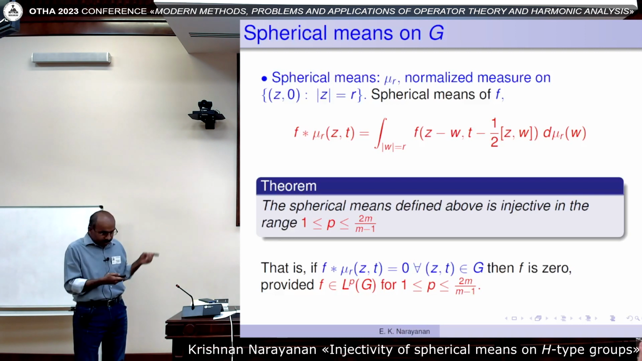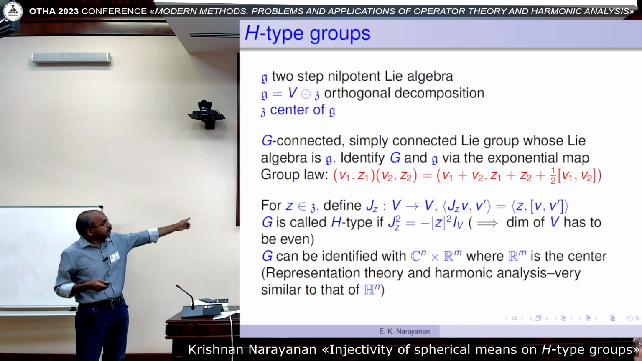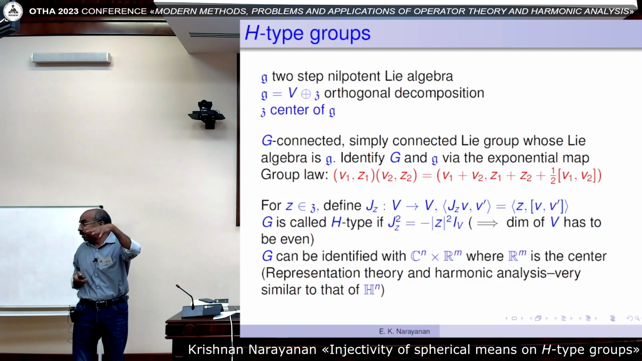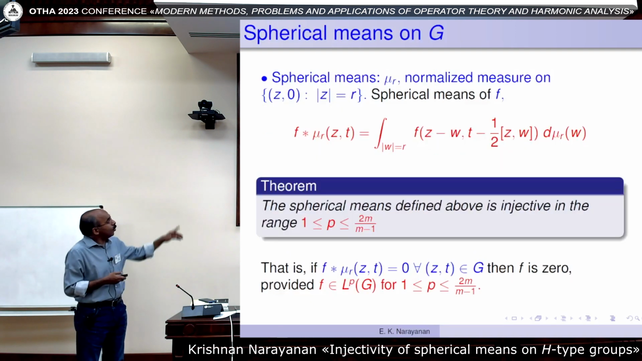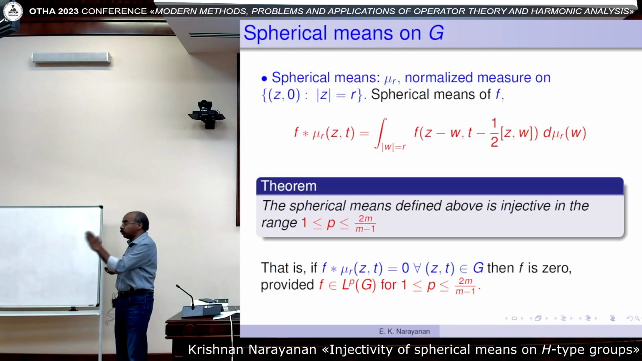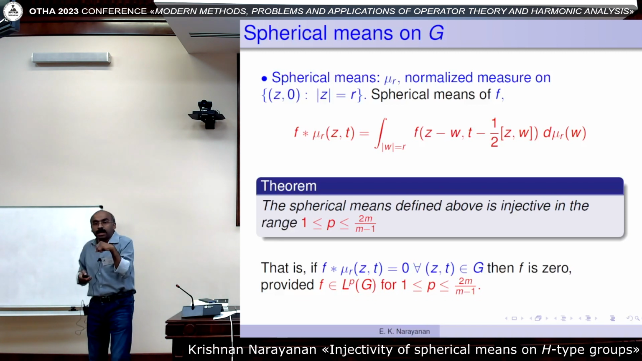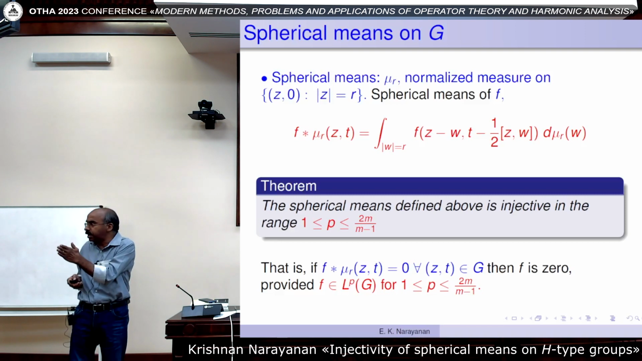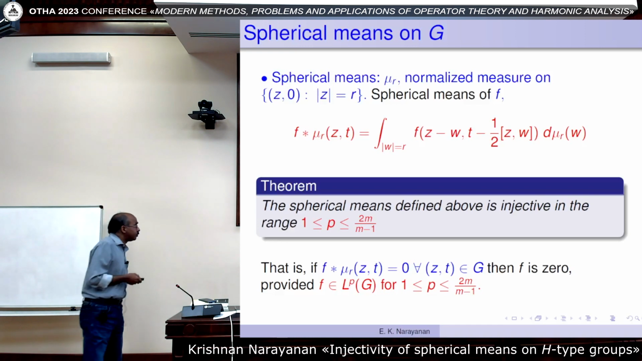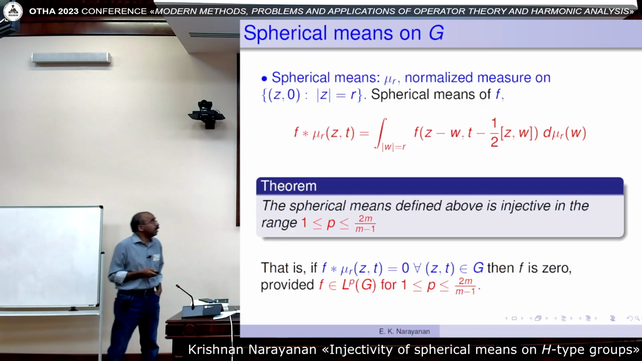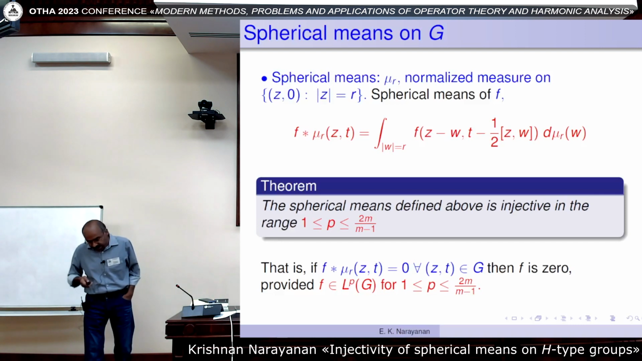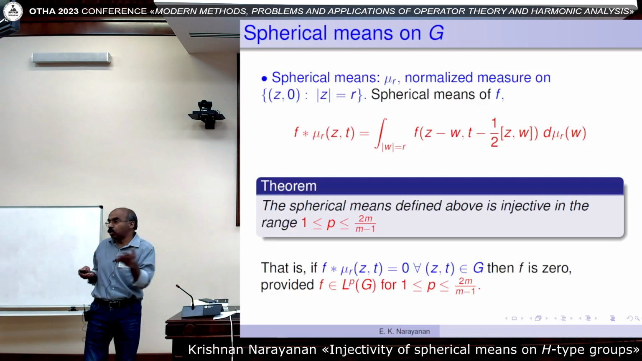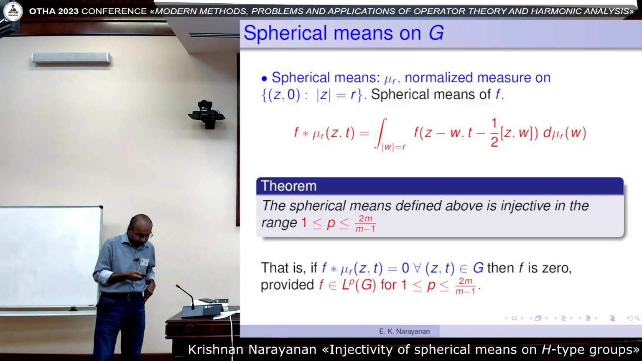So what was m? Remember the previous slide, G is identified with Cn cross Rm. Rm is the center. So m is the dimension of the center, and you have the range 1 up to 2m by m minus 1, where m is the dimension of the center. In the Heisenberg case, remember it went up to infinity because m was 1. So that is, if f convolved with mu r is identically 0, then f is 0 provided f belongs to a certain LP class where p is between 1 and 2m by m minus 1, including the endpoints.